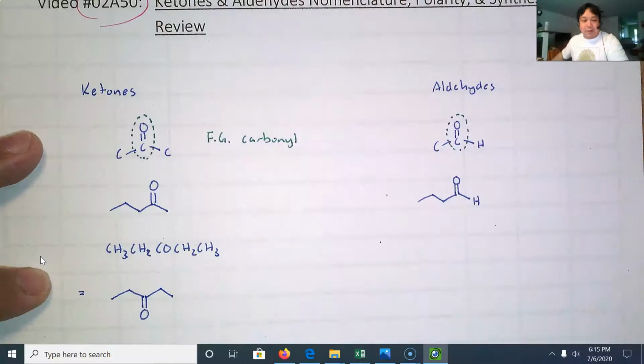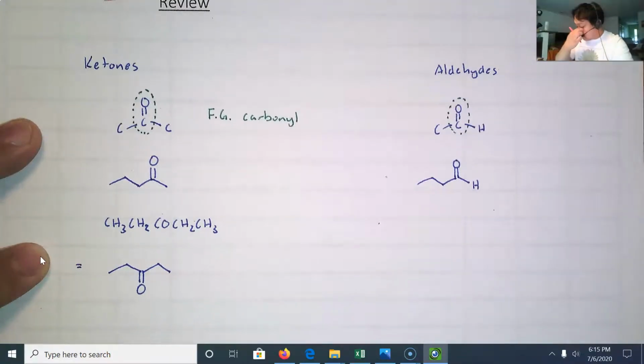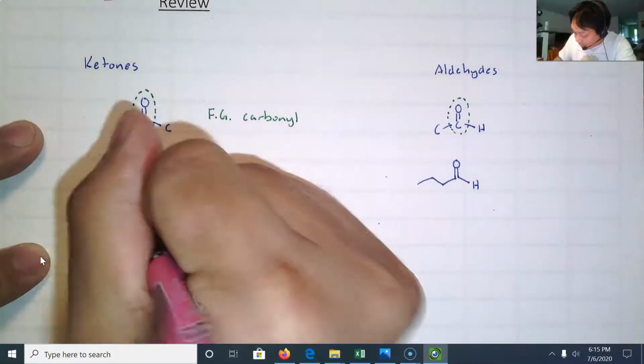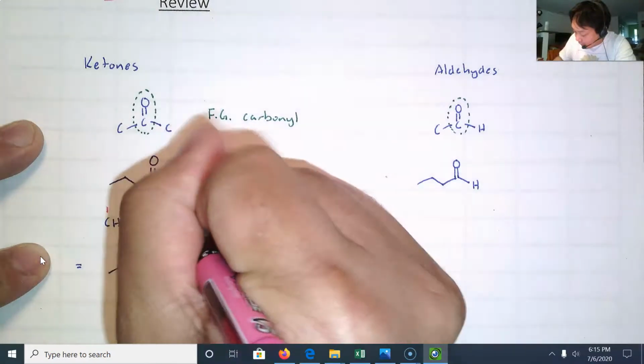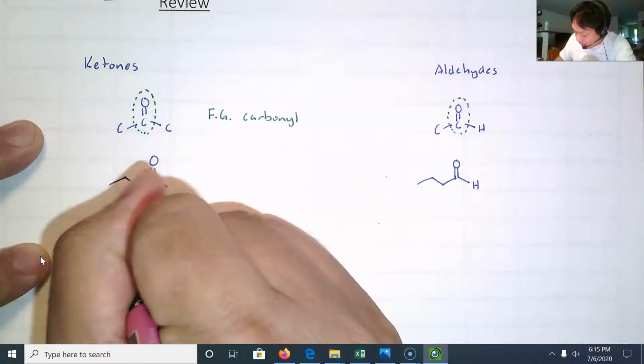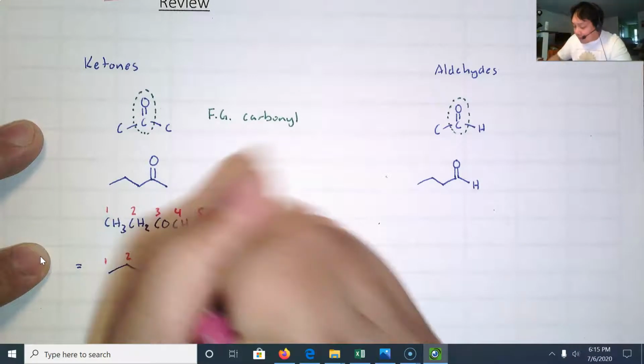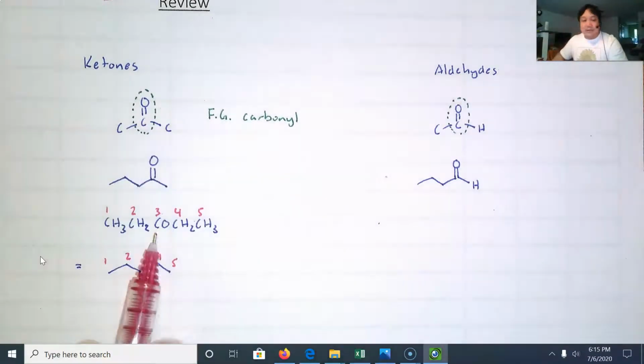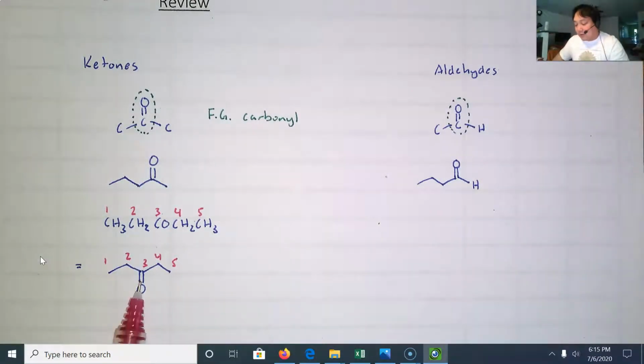And you could number your carbons and just double check. 1, 2, 3, 4, 5. And you notice again that this carbon in the center has no hydrogens, and same thing here for this carbonyl group, no hydrogens on that carbon.